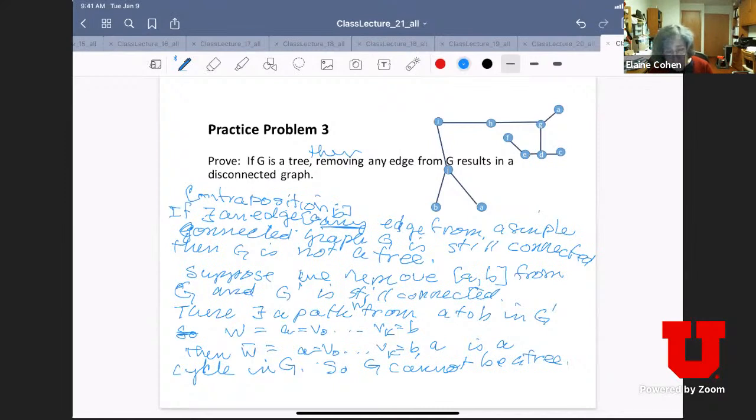Okay, so our contradiction says if there's any edge such that when we remove it, we still have a connected graph, then I can look at that path from those two vertices and say, well, add this edge back in. Oops, it's a cycle, so the original graph cannot be a tree. Let's take 5, and you can ask any questions. Okay? Take your break.